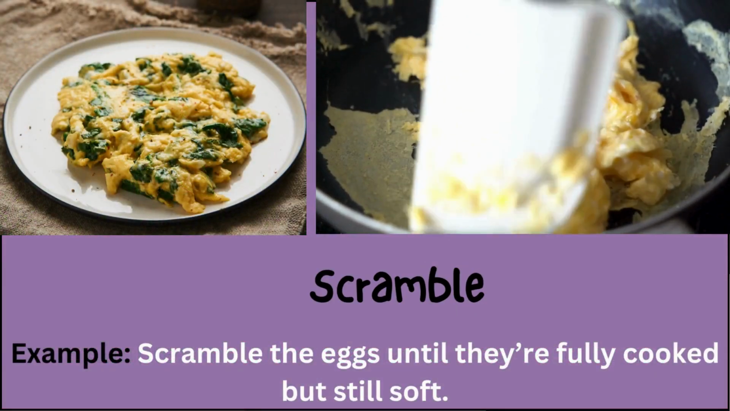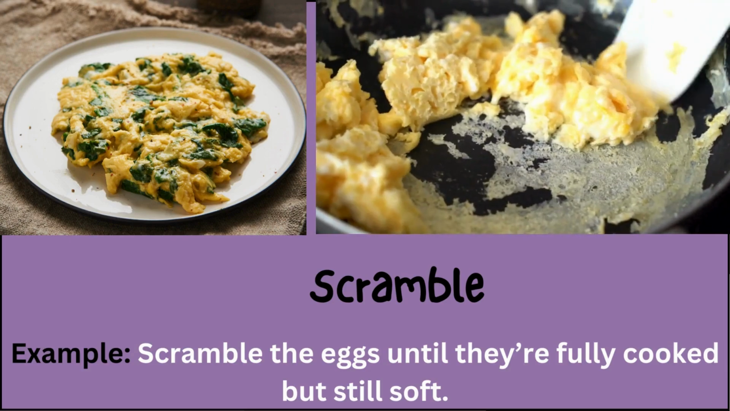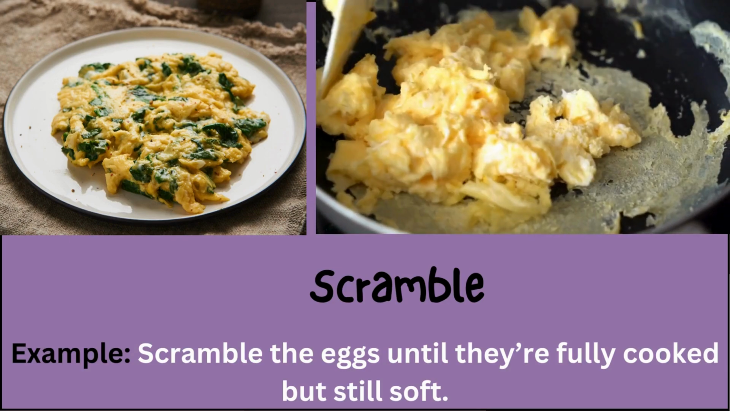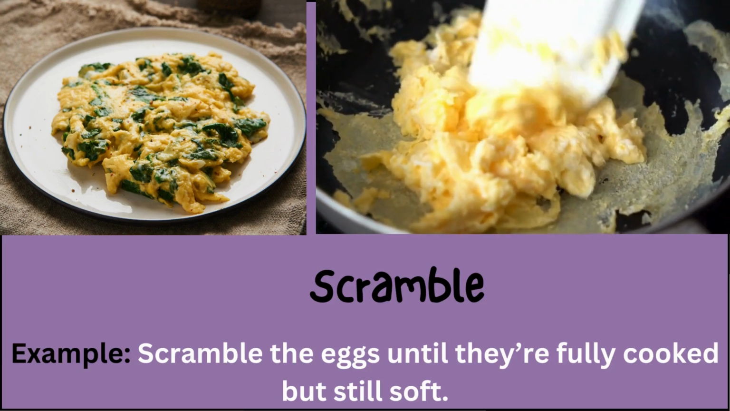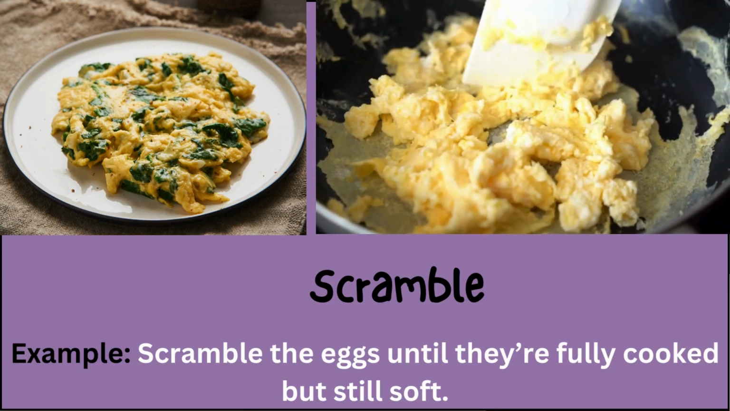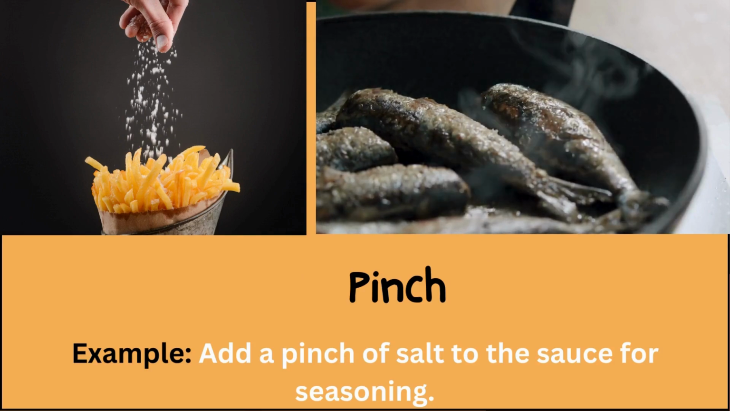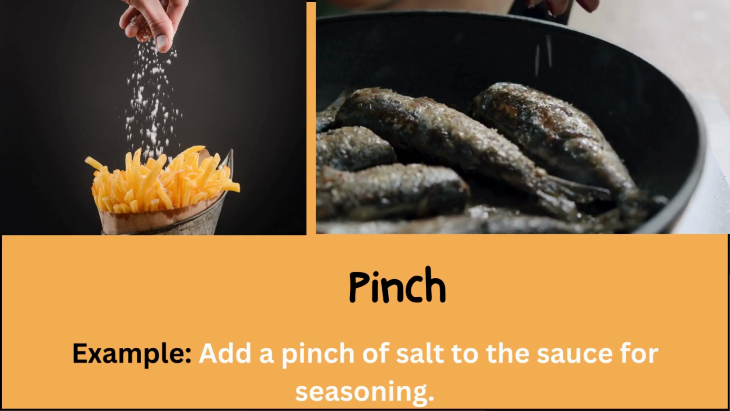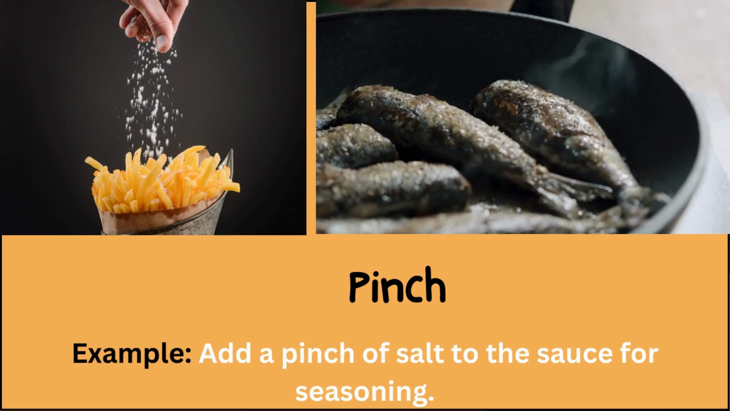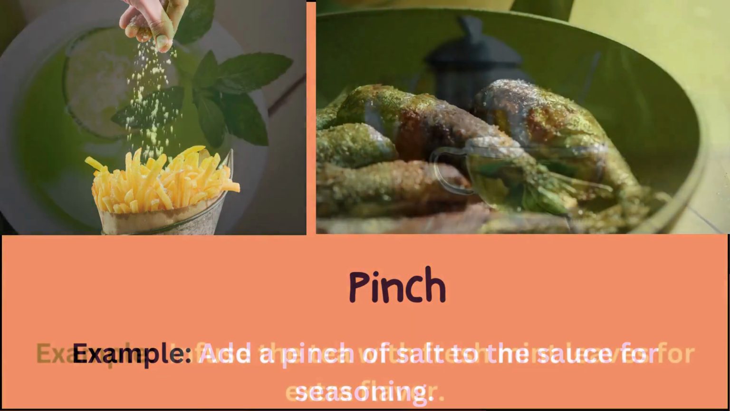Scramble. Example, scramble the eggs until they're fully cooked but still soft. Pinch. Example, add a pinch of salt to the sauce for seasoning.